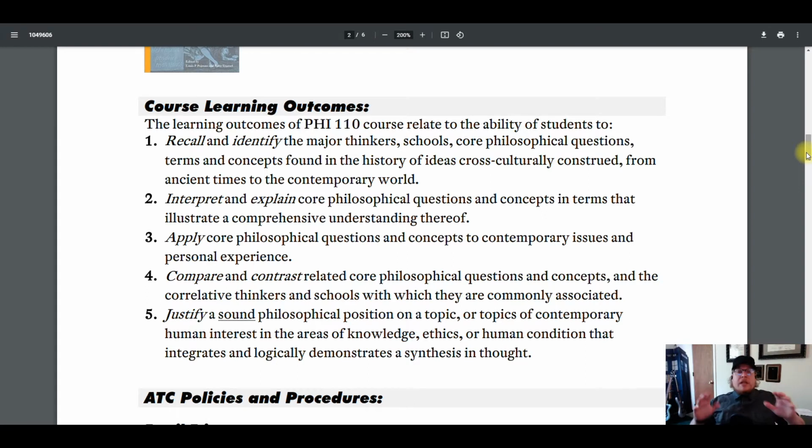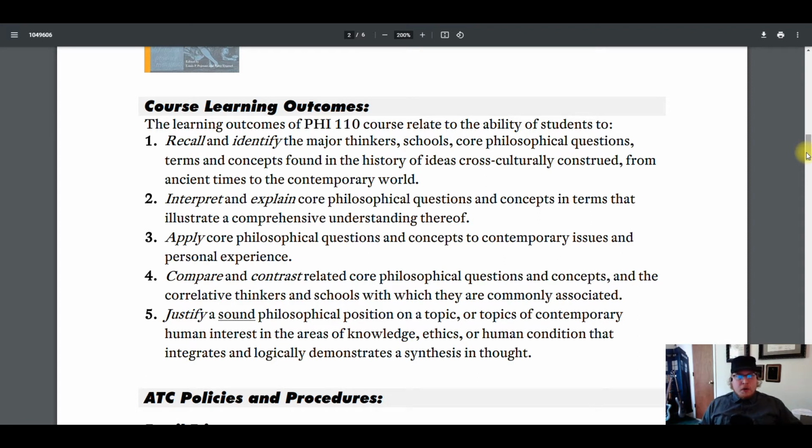Or here's why it's good, those kinds of things. Demonstrate that you know what you're talking about, at least insofar as we've talked about it in the class. 3, apply core philosophical questions and concepts to contemporary issues and personal experience. The stuff that we talk about matters very much, and it matters now. Show me how.